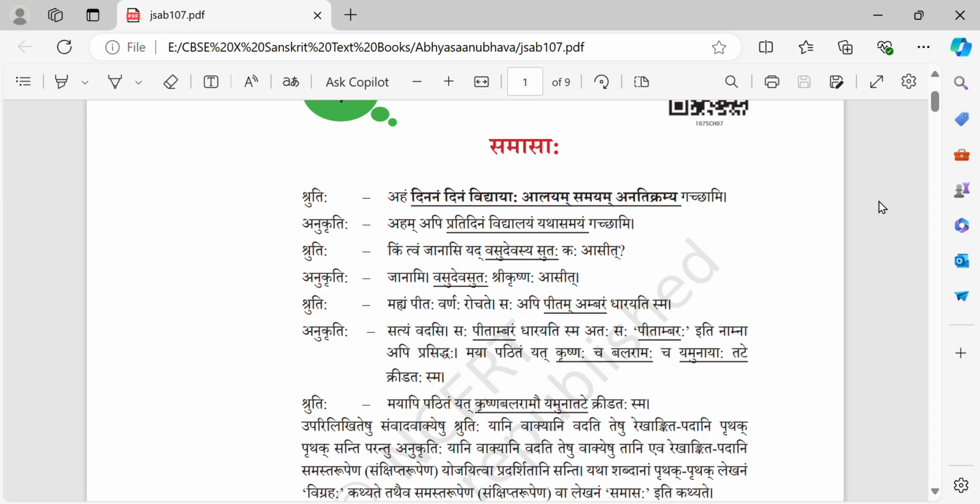Because Samasa is supposed to be one of the tough chapters in grammar, for which you have to know all the shabdas. If you know Shabda Rupani well, then only you can make different Samasa. Samasa is called the compound. Now let us start it.